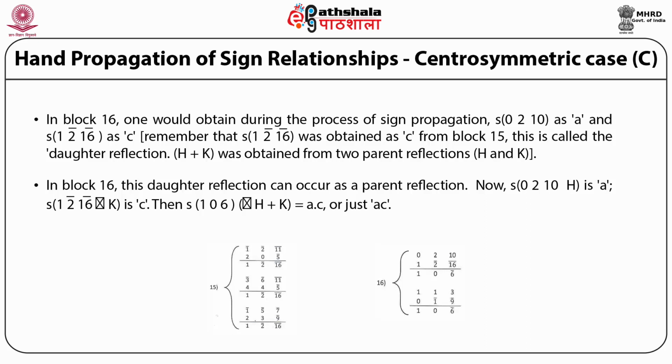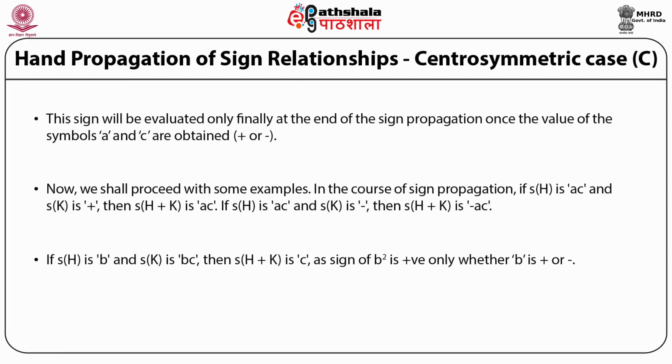You have a reflection. One reflection has sign A, the other has C. Then for the H plus K reflection, just don't confuse, just multiply the signs. By A we mean plus or minus. By C we mean plus or minus. When these reflections are added, the new sign will be A times C. Just put AC, don't have any confusion. So the H plus K reflection will have AC. So you just proceed in this way. Finally we can get the values of this A, B, C, D and so on.